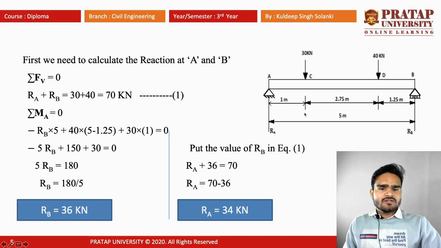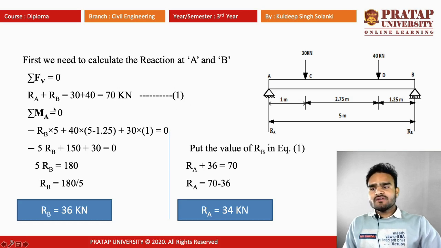So in this case we have totally vertical forces: two forces downward, 30 kilonewton and 40 kilonewton, and the reactions RA and RB are in the upward direction. So RA plus RB, both upward reactions, equals the downward forces, 30 kilonewton and 40 kilonewton. And 30 and 40 is equal to 70 kilonewton.